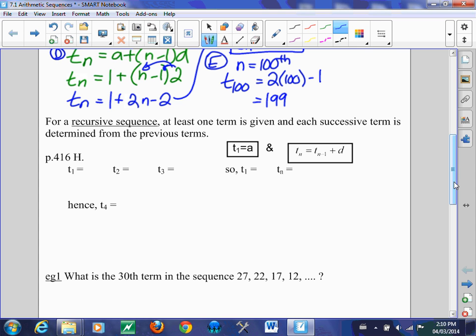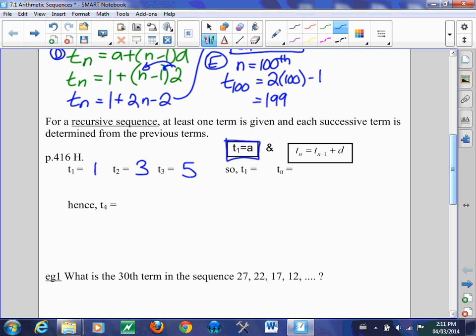All right, now we're going to deal with what's called a recursive sequence, okay? Each successive term is determined by its previous term. So basically, if we take a look at page 416, number H, we're going to be doing this together. Okay, so the recursive formula tells us that t at 1 equals 1. So that means the first term is 1. And in our sequence, the second term was 3, and then my third term was 5. Remembering that t1 equals a, so that's your first term.